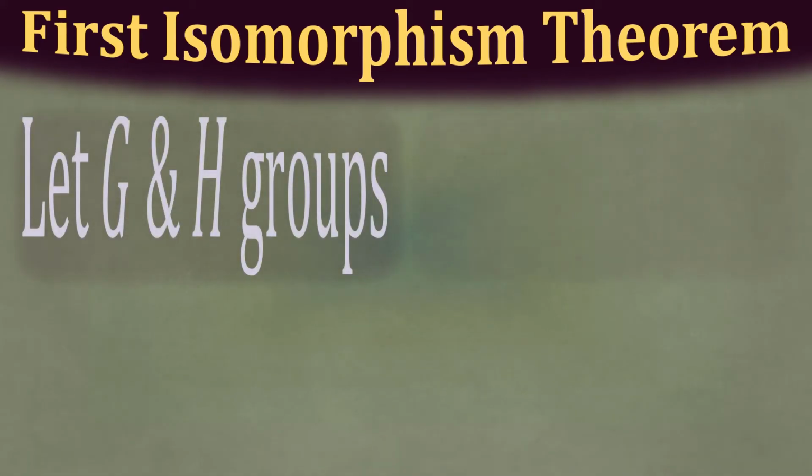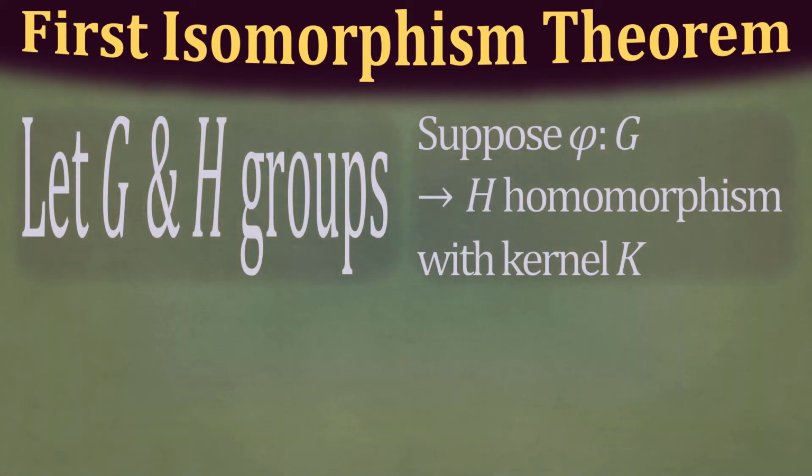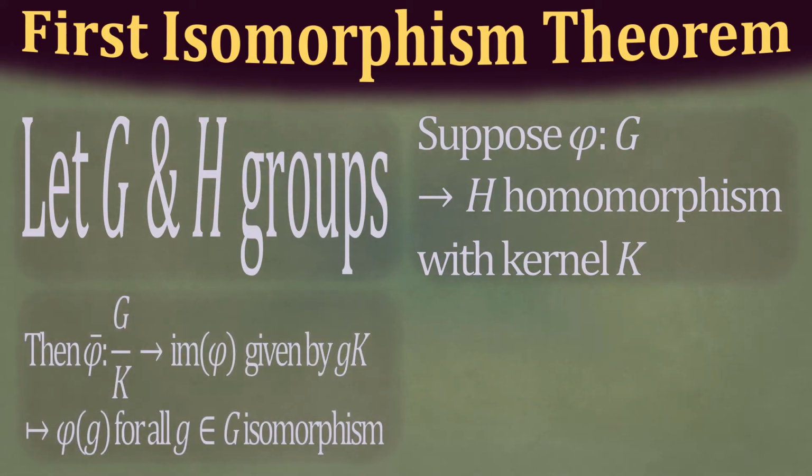Now let's move on to the first isomorphism theorem. Let G and H be groups. Suppose that phi from G to H is a homomorphism with kernel K. Then phi bar from G over K to the image of phi, given by gK goes to phi of g for all g in G, is an isomorphism.